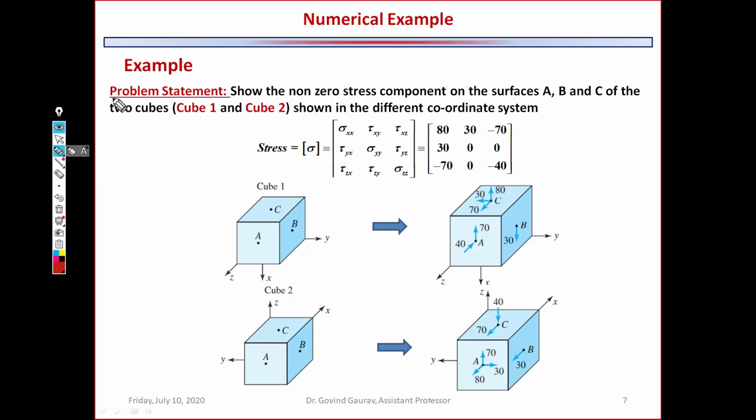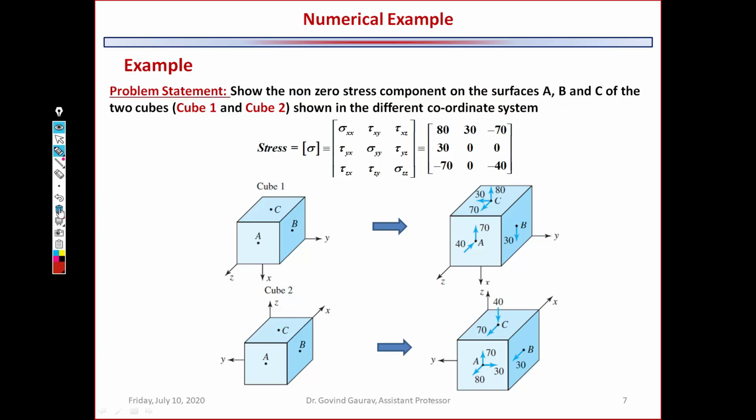Again the next problem statement is, in this case we have to show the non-zero stress components on the different surfaces. The different surfaces are A, B and C of the two cubes which are given to you, cube 1 and cube 2. So this one is cube 1 and the other cube which is given is cube 2, shown in different coordinate systems. In this case the coordinate systems are reversed.